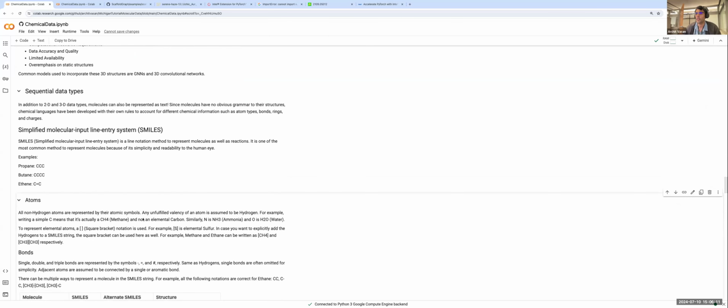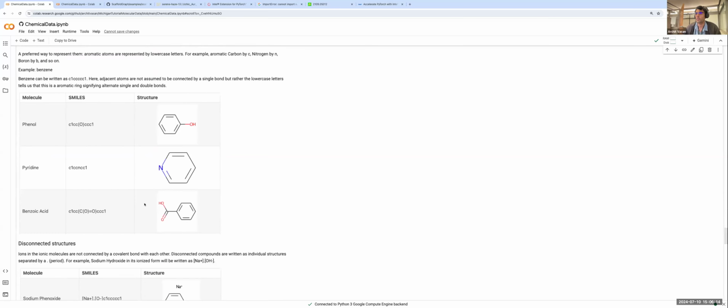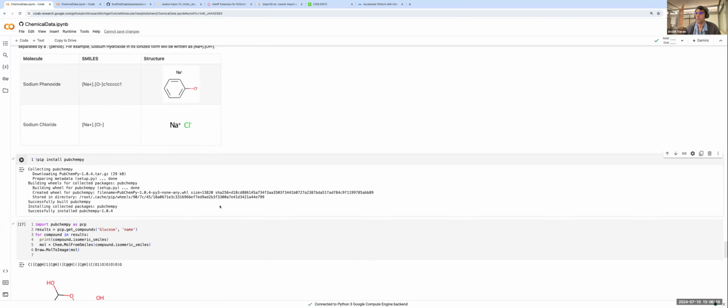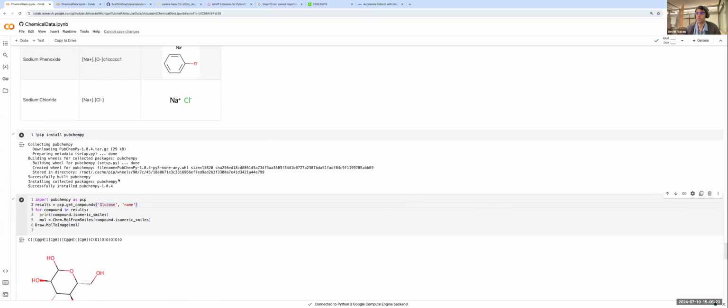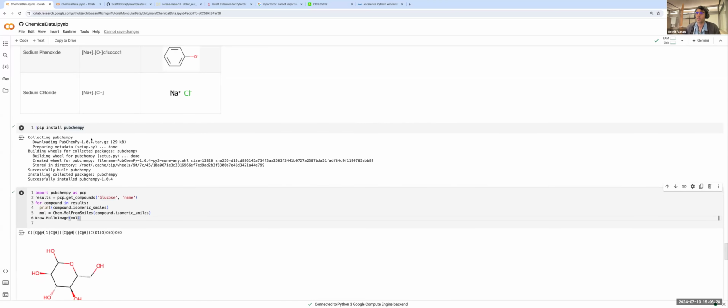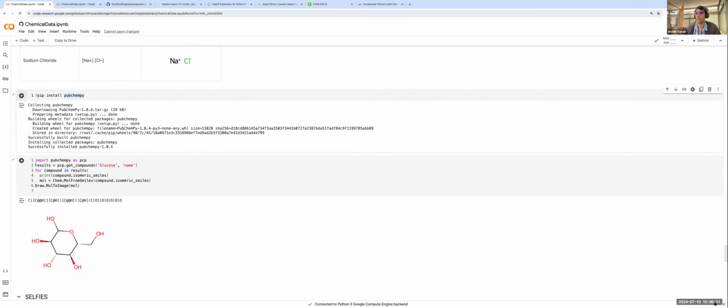Then the last few things we can do are talking about SMILES strings. This is just using the PubChem API to download your SMILES strings according to a certain compound name. This is just using PubChemPy, and you can import that and just get your compound. So for glucose, you can get that and then get a name, and then you can print out the SMILES strings from that.